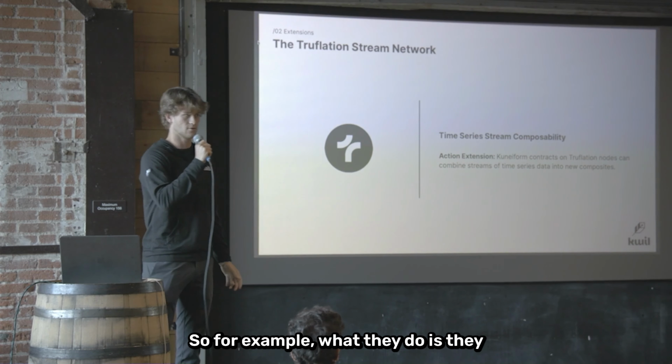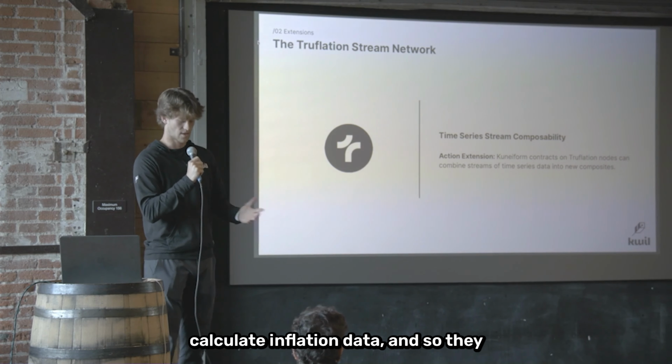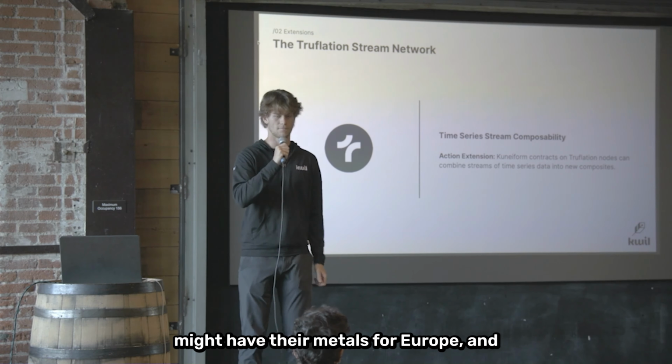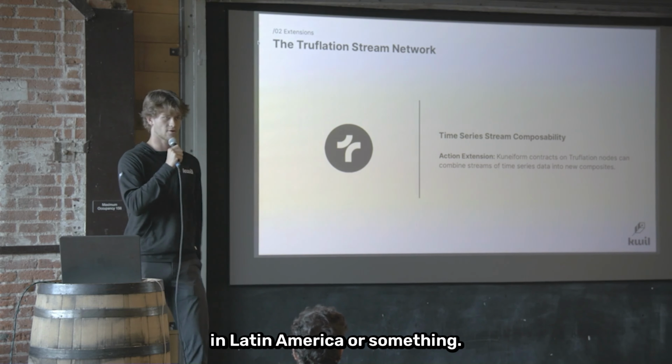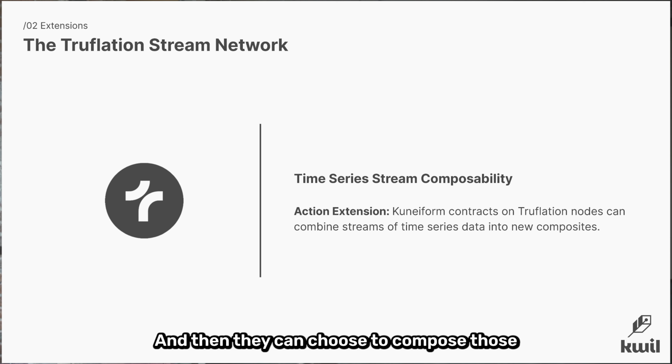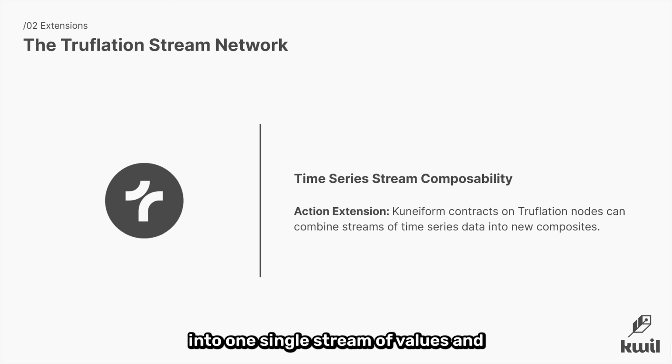So for example, what they do is they calculate inflation data. And so they might have their metals for Europe, and they might have their food for the US, and then they might have cars in Latin America or something. And then they can choose to compose those into one single stream of values, and they can weight those each individually. And then they can just do that recursively. So they can take that output and then put that as another input to a different stream. And they do this using the Qniform smart contract language, and this has actually become the crux of their developer platform. But this was an extension that they built using Kwil.